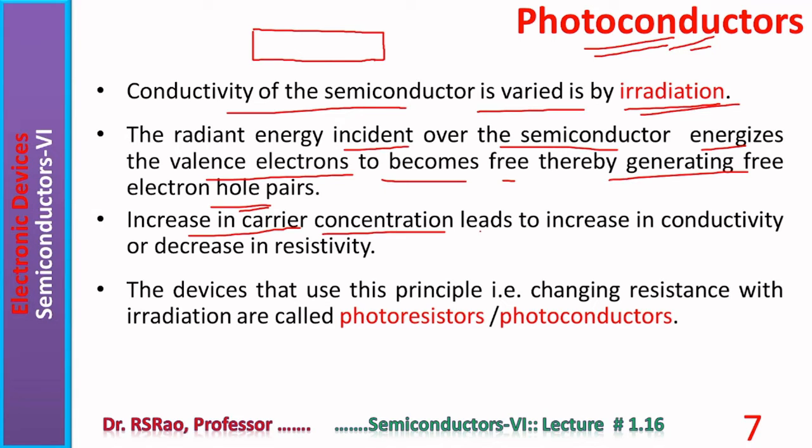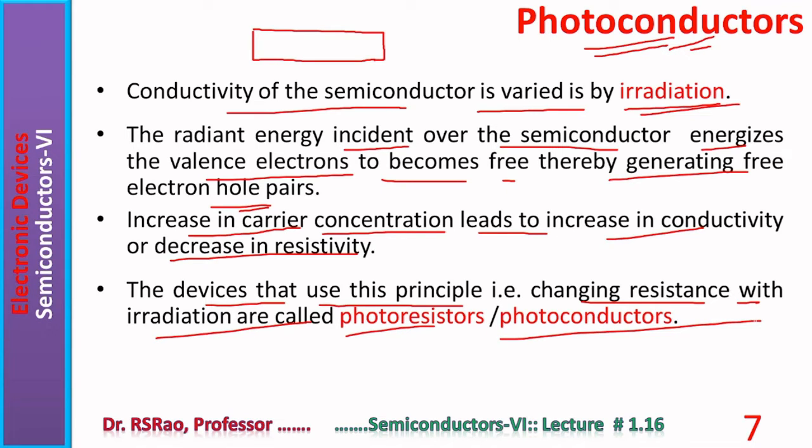Increase in carrier concentration leads to increase in conductivity or decrease in resistivity. The devices that use this principle, changing resistance with irradiation, are called photoresistors or photoconductors.